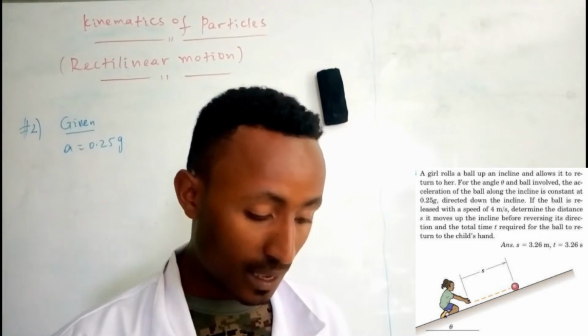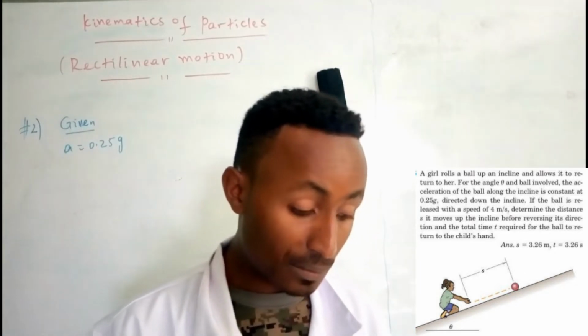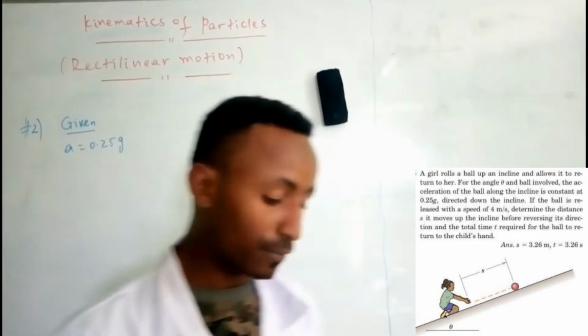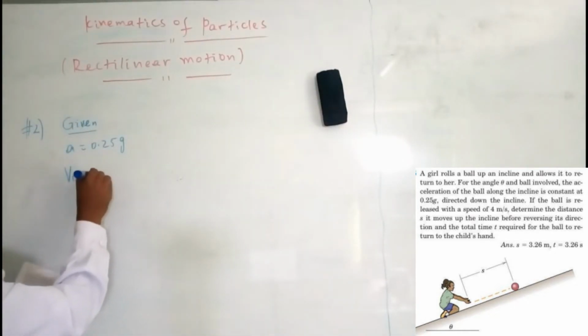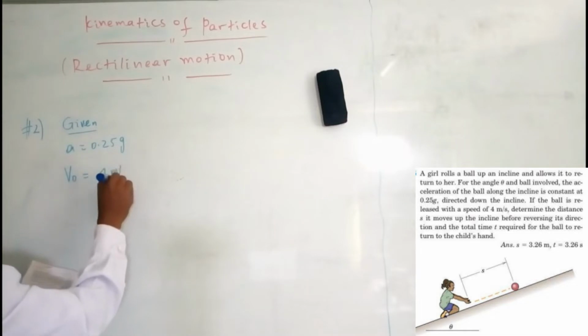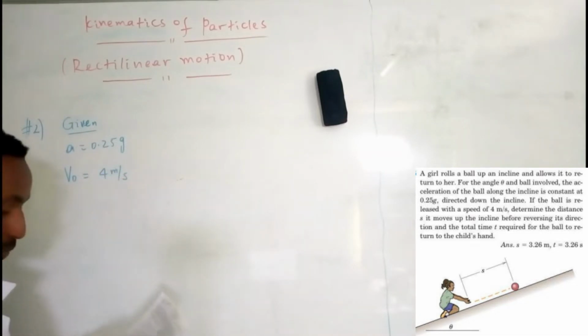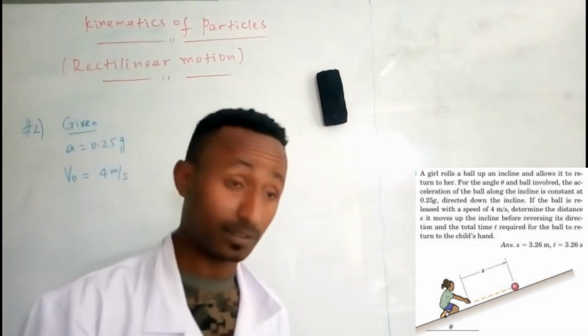If the ball is released with a speed of v initial is equal to 4 meters per second. Initial speed is 4 meters per second.